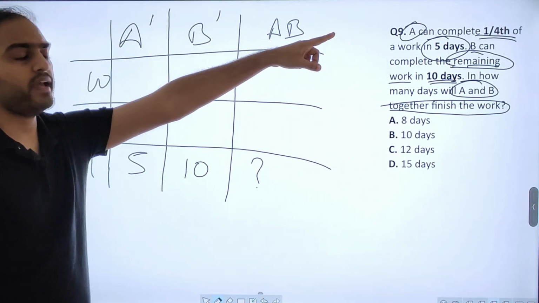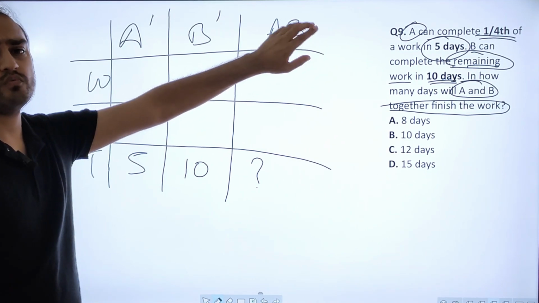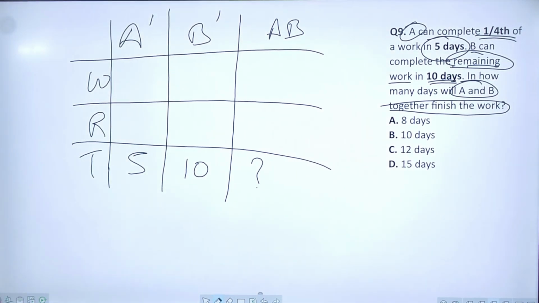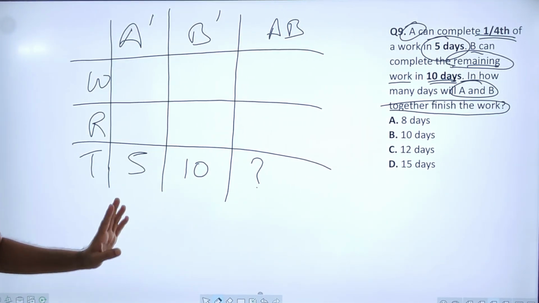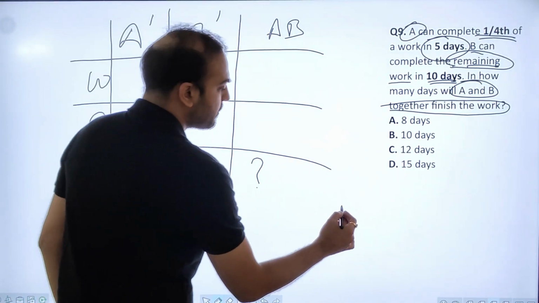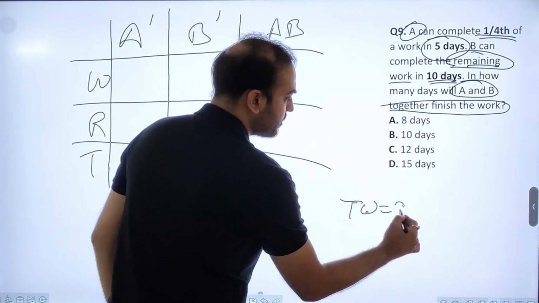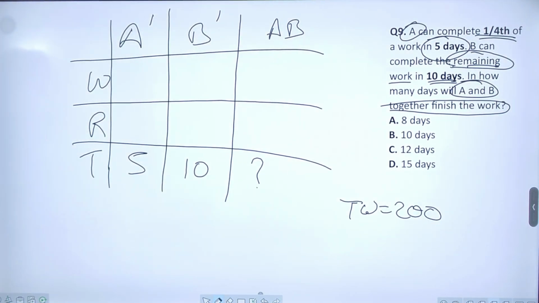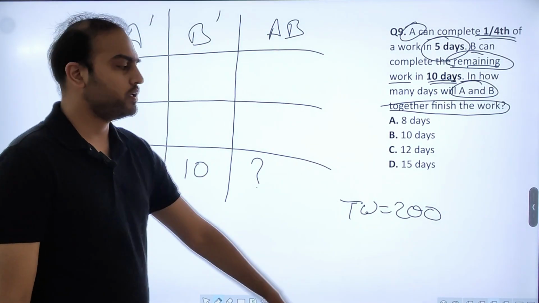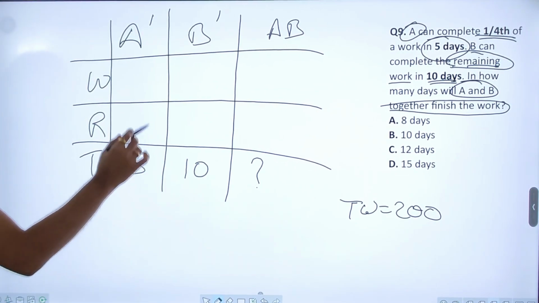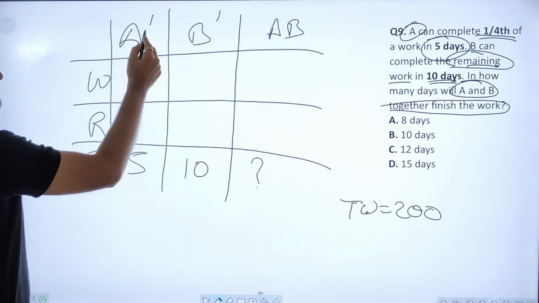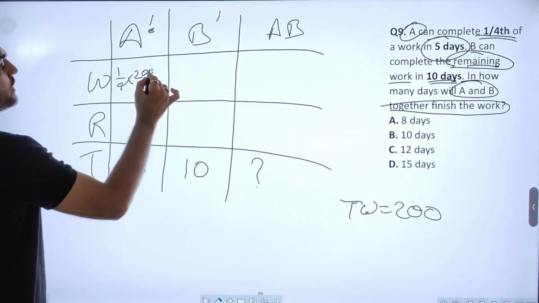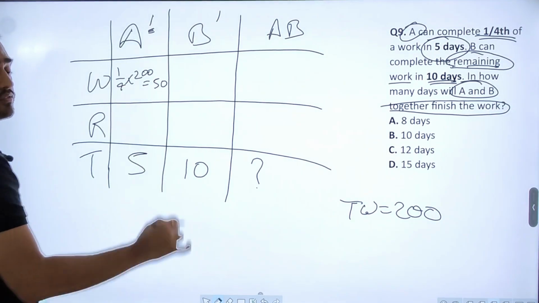Right? I know A is doing 1/4. So let me take a value which is a multiple of 4, 5 and 10. Because we always take a value which is a multiple of these. So say my total work is 200. You can take 40, 80, anything you want. Okay, say the total work is 200. Now A is not doing the whole work. This dash tells me that A is doing 1/4 of 200, which is 50.